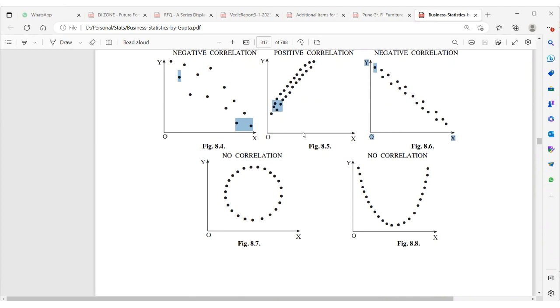If there is no relation between these two series, we say no correlation. Either coming to upward and downward or downward to upward, or there is no relationship like this. So we say there is no correlation.